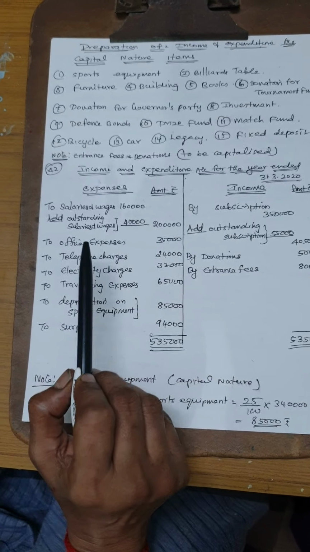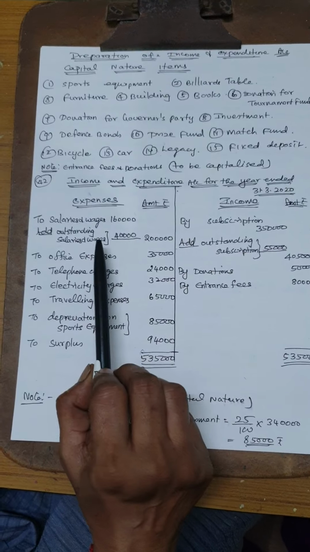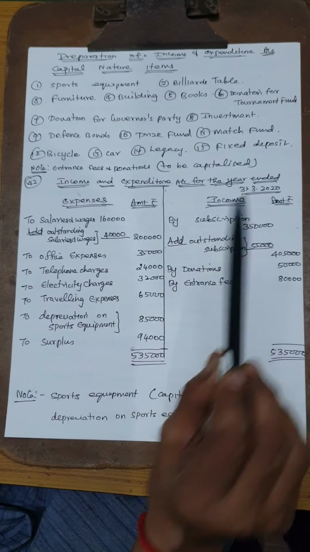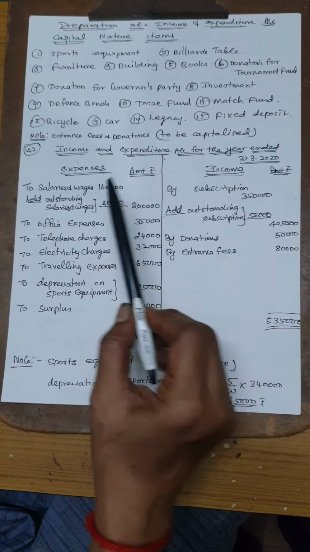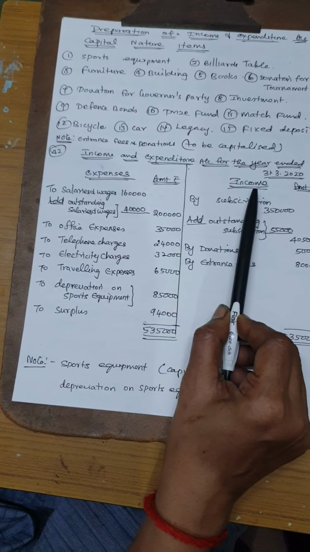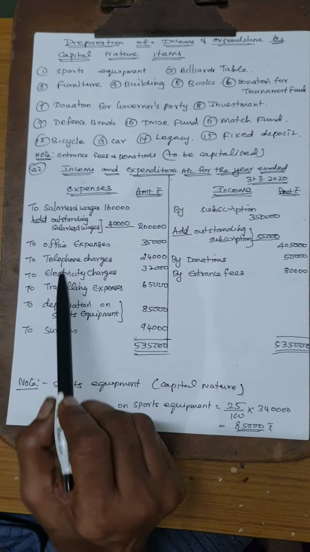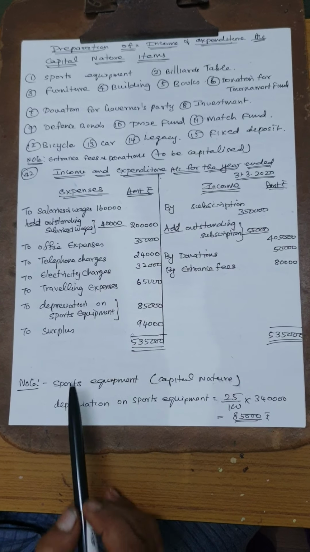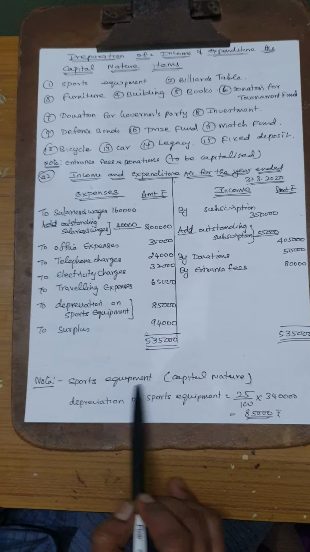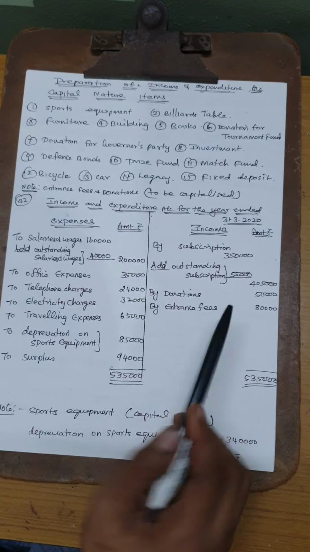So first I am going to do 42nd sum. Here in this sum you are asked to prepare income and expenditure account. So in income and expenditure account, the format is debit side is expense side, credit side is income side, just like profit and loss account. Here I have taken all the revenue nature items. One capital nature item in the given question, sports equipment, so that I left it. I didn't take it for income and expenditure account.